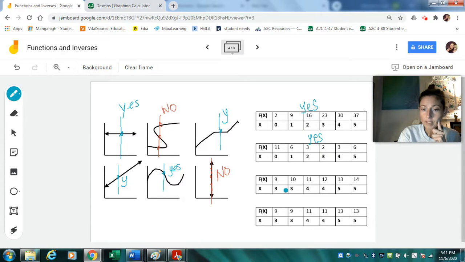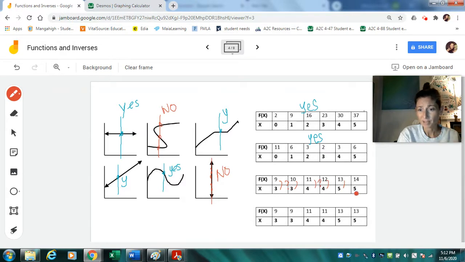Now I have repeats of x's. And so I'm looking and I see, well, sometimes 3 gets me to 9, but sometimes 3 gets me to 10. So now I don't know. What does 3 give me? Sometimes 4 gets me to 11. Sometimes 4 gets me to 12. So again, I don't know.